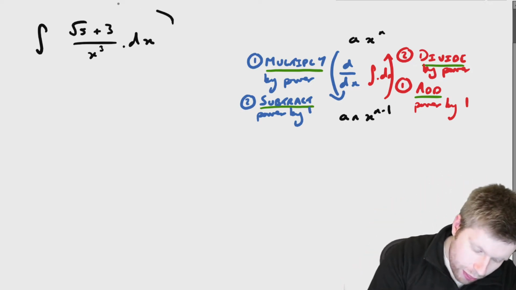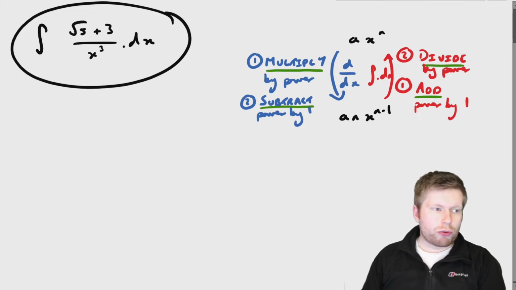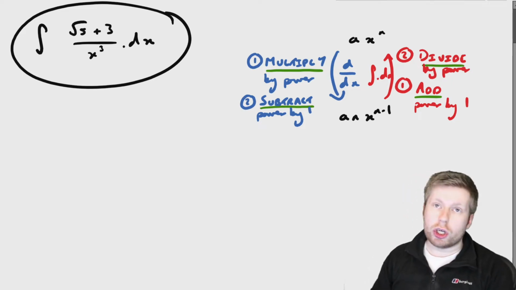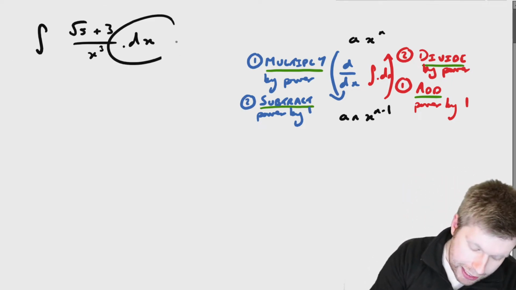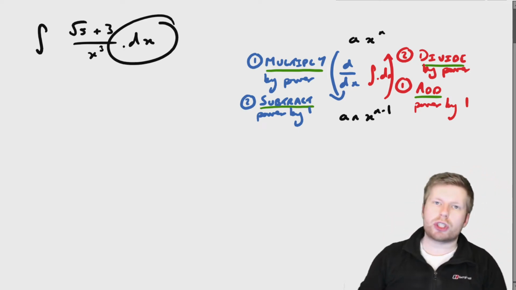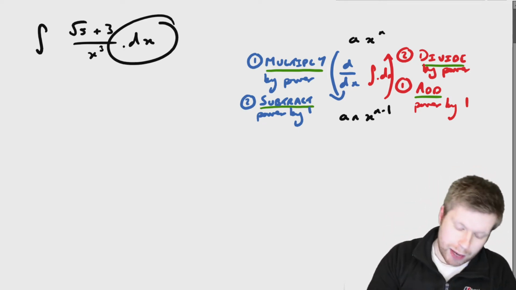So okay, let's have a look at this function here. Let's integrate root 5 plus 3, all divided by x cubed, with respect to x. That's all the dx means. Remember, it's just a tiny infinitesimal change in the x direction. So I'm doing it with respect to x.